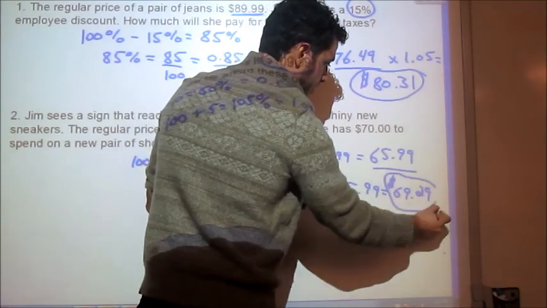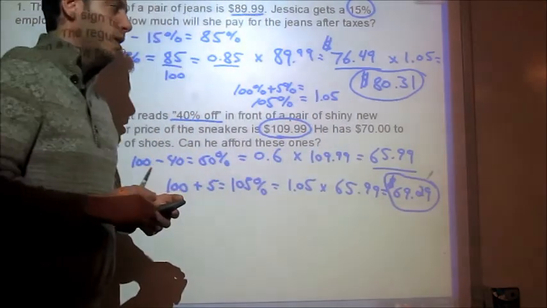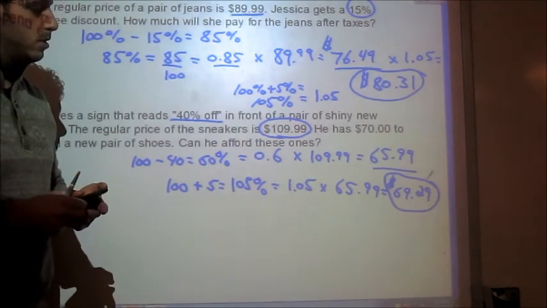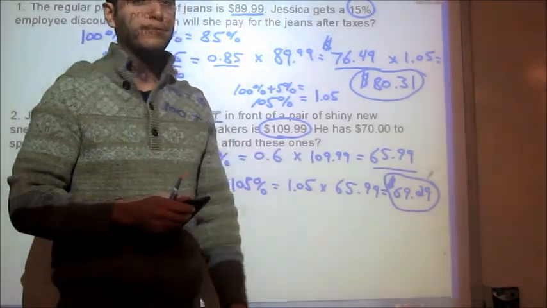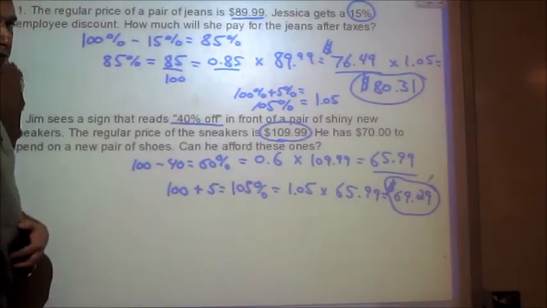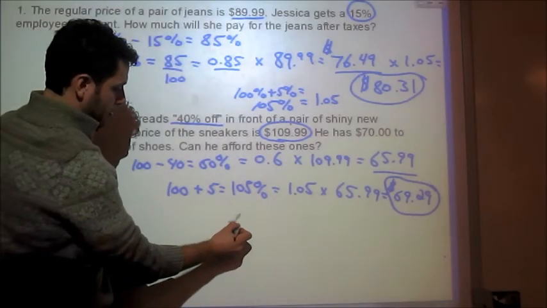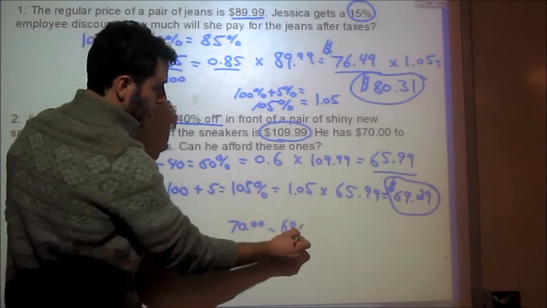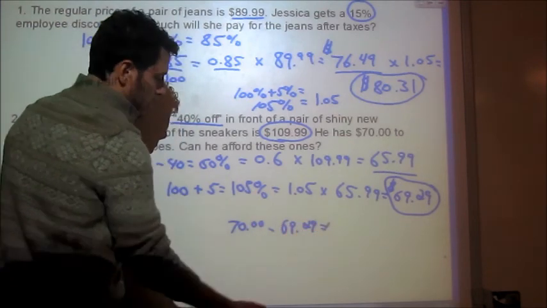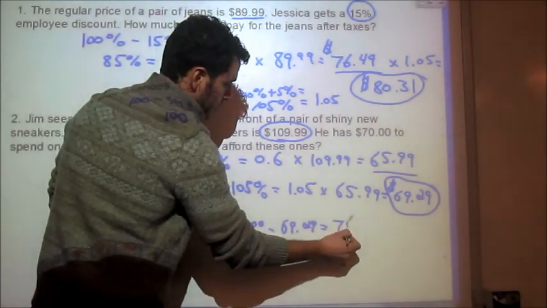So he's got $70 in his pocket to spend on a pair of shoes. He can just afford these ones. He'll have a little bit of change left over, because $70 minus $69.29 will leave him with 71 cents.